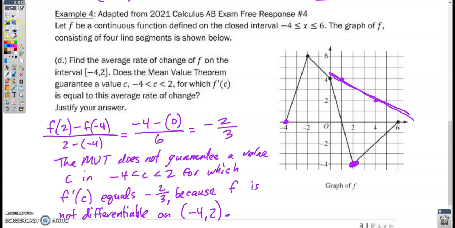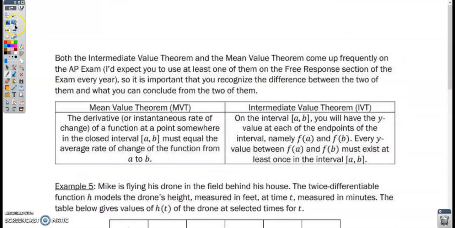All right, let's go over to the next page here. Now that we know the mean value theorem, the intermediate value theorem is another theorem that comes up very frequently. I'd expect you to use one of these most probably on a free response section in a typical year. There might be some years where you don't see it, but I typically would expect you to use at least one of the intermediate value theorem or the mean value theorem on the free response section of your AP exam.